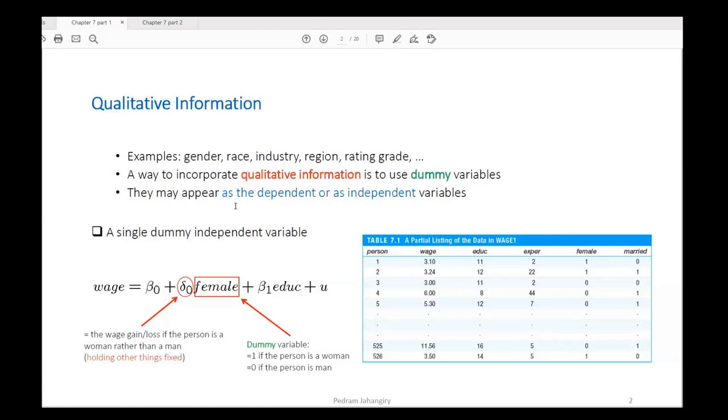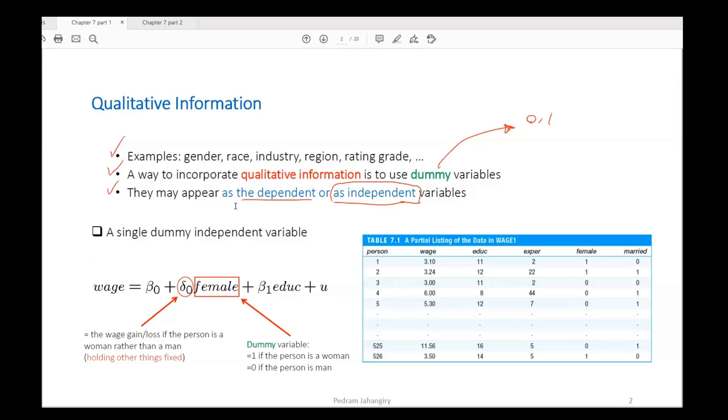So a way to incorporate qualitative information is to use dummy variables. And remember, what is a dummy variable? A dummy variable is a binary variable. It can take only two values, 0, 1. And these dummy variables can appear both on the right-hand side or the left-hand side. So we can have them as a dependent variable on the left-hand side or independent variable on the right-hand side. Today, we're going to cover the ones that show up on the right-hand side as independent variables. Next class, we're going to cover the ones that show up as a dependent variable.